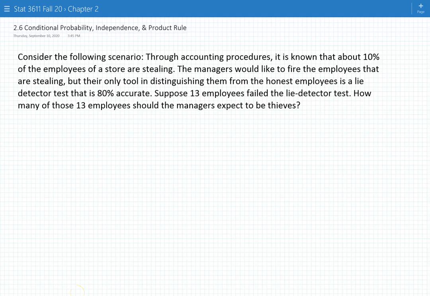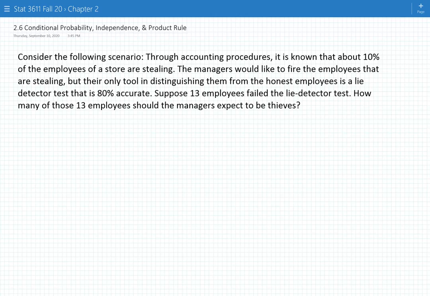Welcome. I want to start off by considering an interesting scenario that's going to help motivate our discussion in this section. Suppose through accounting procedures, it's known that about 10% of the employees at a store are stealing. Now, the managers would like to fire the employees that are stealing, but their only tool in distinguishing them from the honest employees is a lie detector test that's unfortunately just 80% accurate.